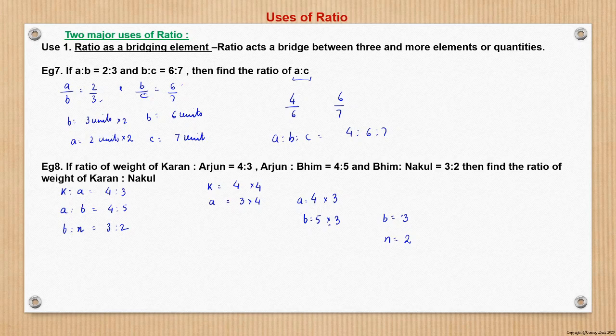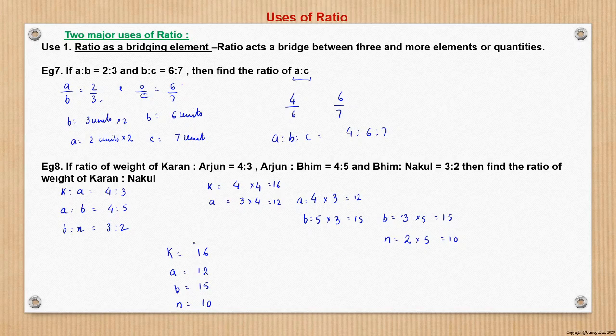So now B has become 5 into 3, 15. Whereas here B is 3 from third equation. So here also I multiply by 5. If B is multiplied in equation 3 by 5, then N will also be multiplied by 5. Now see, what is the ratio? It is 16, 12, 12, 15, 15, 10. So Karan we have got as 16, Arjun we have got as 12 in both the places, Bhim we have got as 15 in both the places, and Nakul we have got as 10.